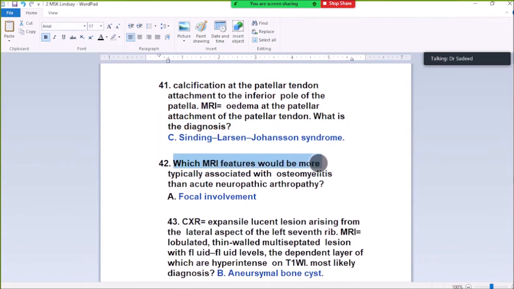42. Which MRI feature would be most typically associated with osteomyelitis rather than acute neuropathic arthropathy? Focal involvement. In osteomyelitis, there is focal involvement.